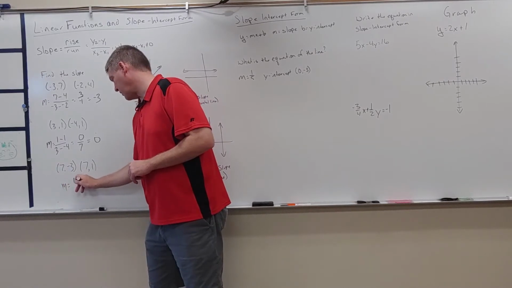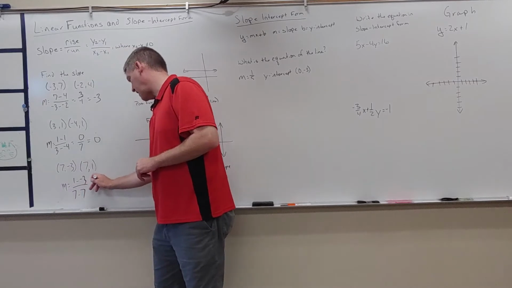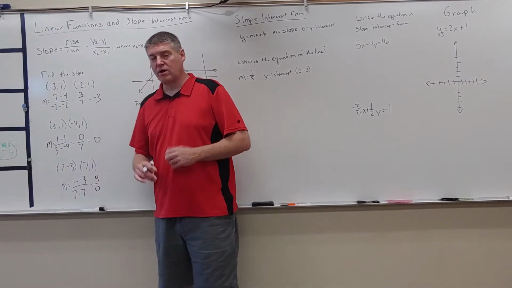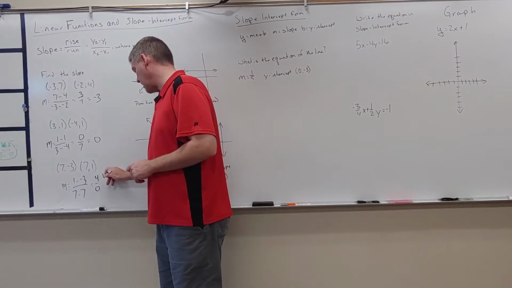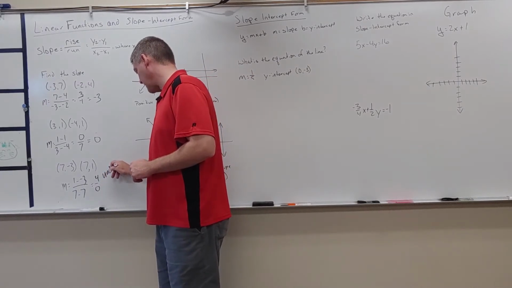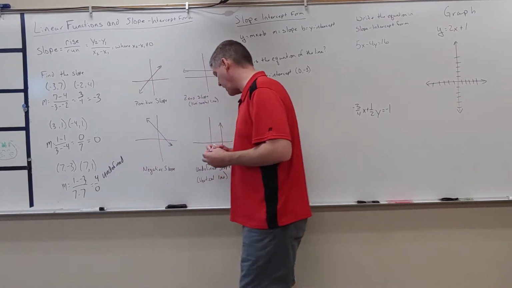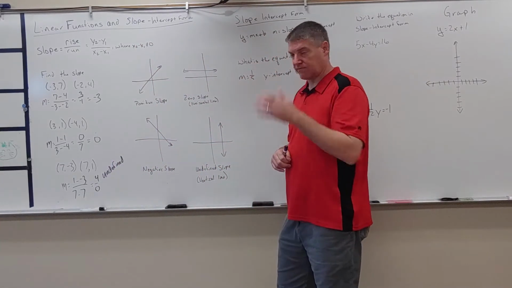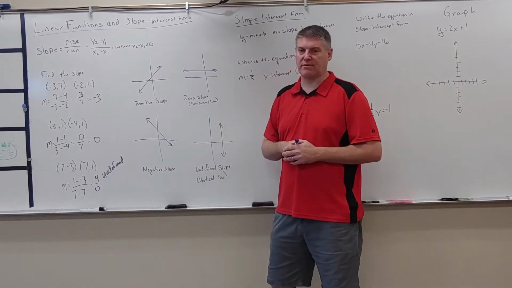On this last one, I'm going to do the process the same. So I'm going to go 1 minus 3 over 7 minus 7. I have 4 over 0. I can't divide by 0, which makes it undefined. Okay, so it's an undefined slope. It's a vertical line. So these are just examples of the types of slope you would have.